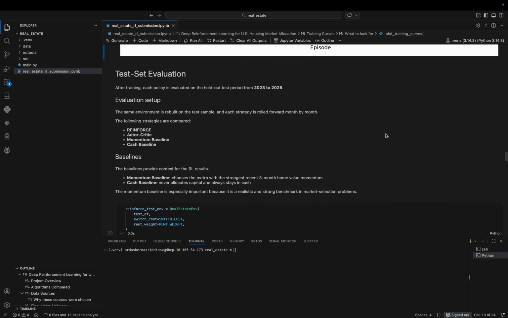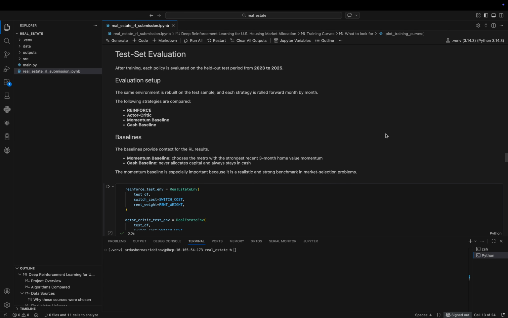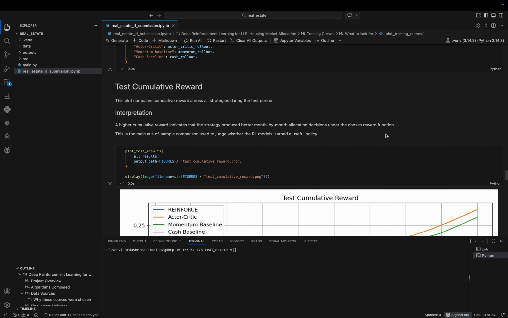For baselines, I chose two. The first one was a momentum baseline, which is just choosing the metro with the strongest recent 3 month home value momentum, the best performing metro in the past 3 months, and it actually did pretty well. And the cash baseline, which is pretty objectively just a floor to have.